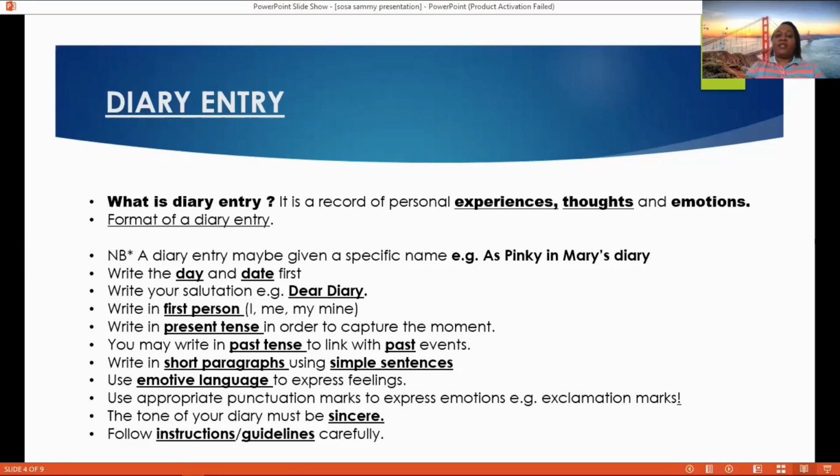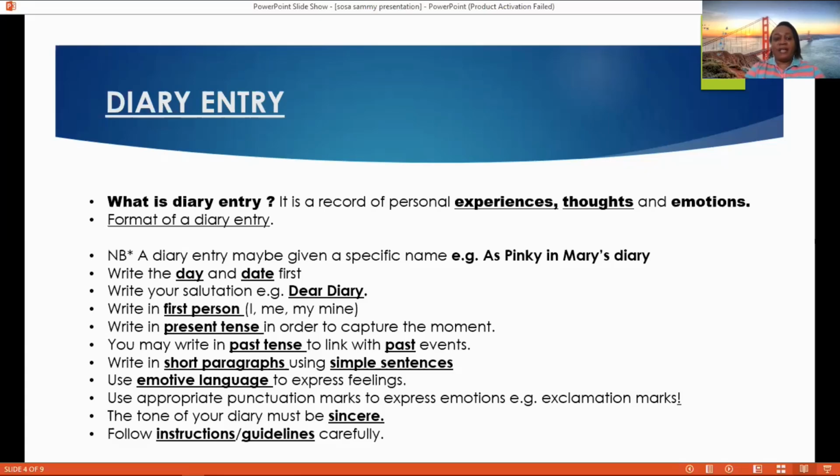And the tone of your diary must be sincere. It must not sound so far-fetched. It must be closely related to you. Hence, maybe we use a first person, and as it were, it's a true reflection of your experiences, your thoughts, and your emotions. Therefore, make it sound sincere. Use the appropriate tone.